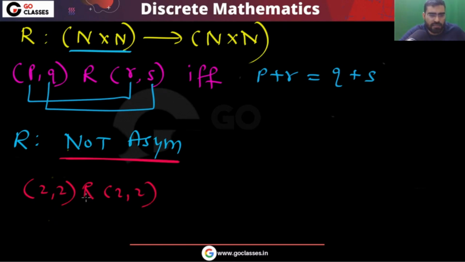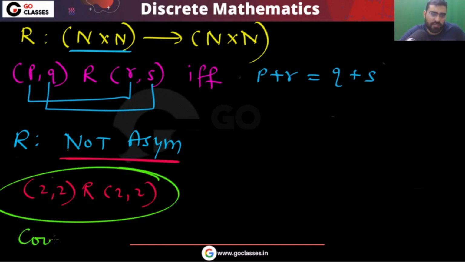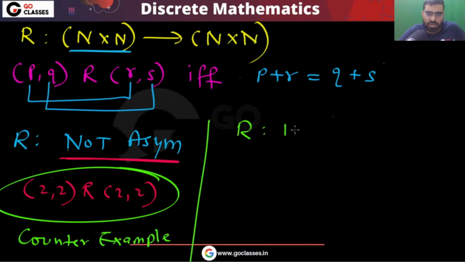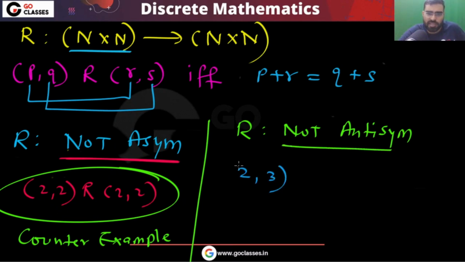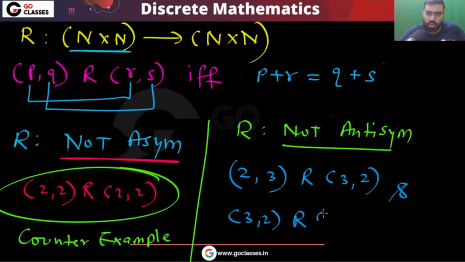Twinkle, correct? You can see that 2 comma 2 is related to 2 comma 2. So this is not asymmetric. This is the counter example. Similarly, this relation is not antisymmetric. Why is this not antisymmetric? Because you can see that 2 comma 3 is related to 3 comma 2. Okay, and you can notice 3 comma 2 is related to 2 comma 3.